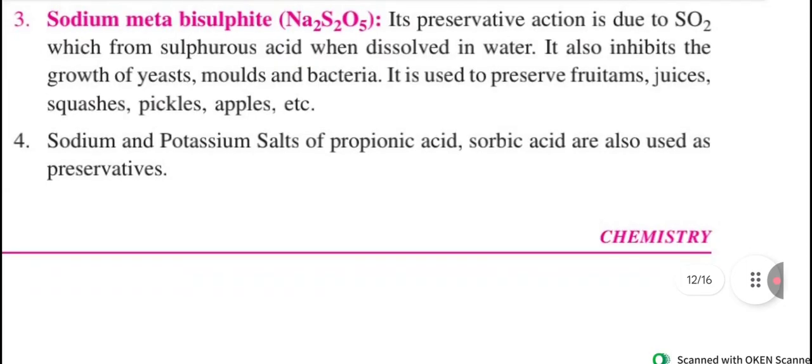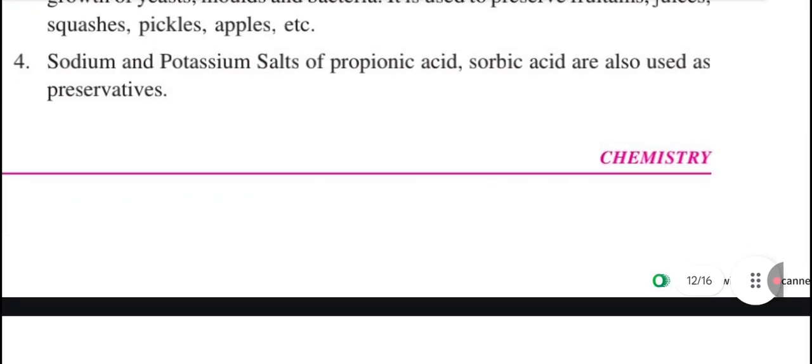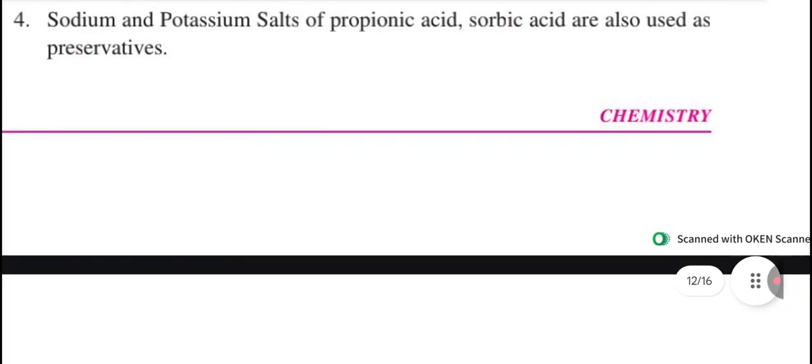Third, sodium metabisulfite, Na2S2O5. Its preservative action is due to SO2, which forms sulfurous acid when dissolved in water. It also inhibits the growth of yeasts, molds, and bacteria. It is used to preserve fruit jams, juices, squashes, pickles, apples, etc. Fourth, sodium and potassium salts of propionic acid and sorbic acid are also used as preservatives.